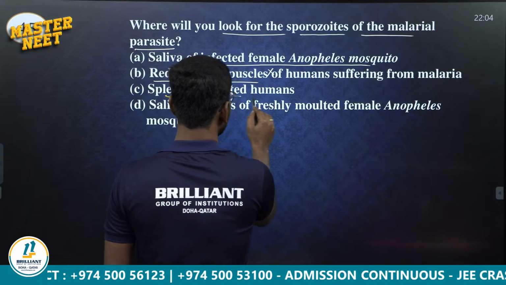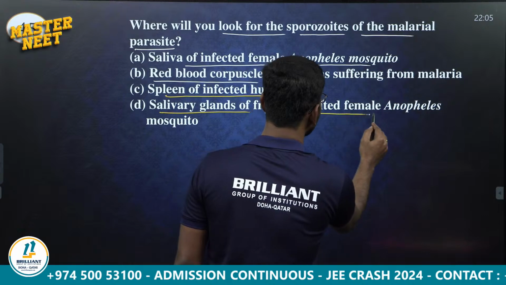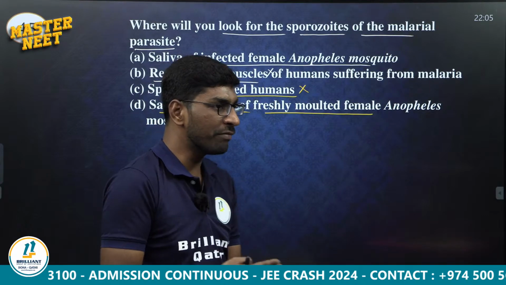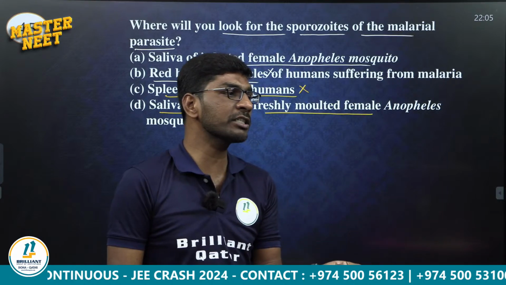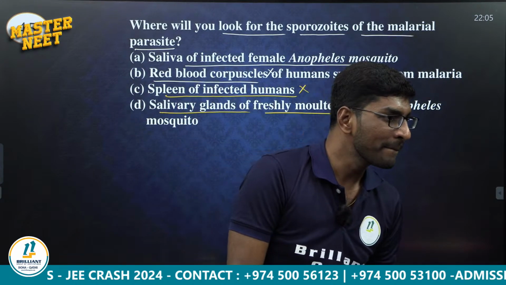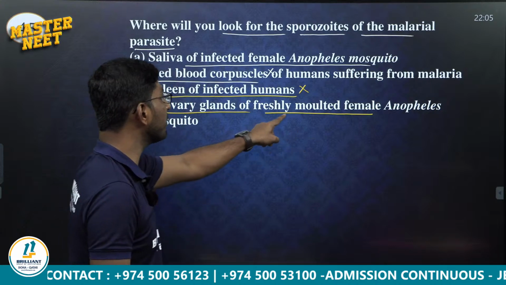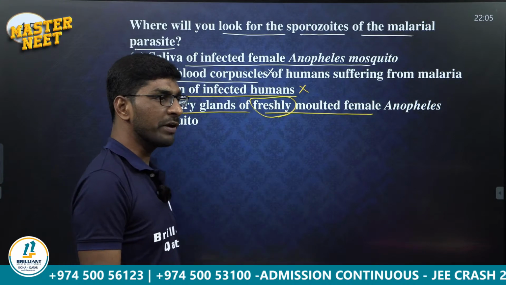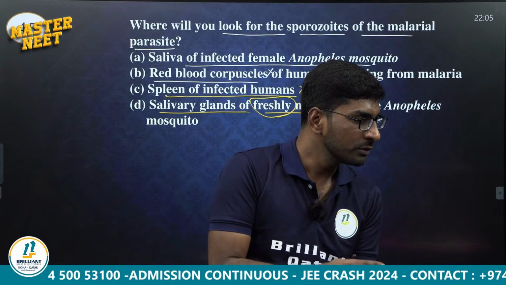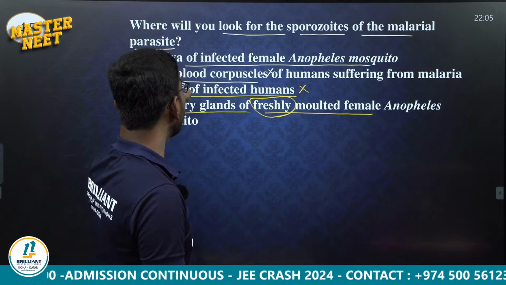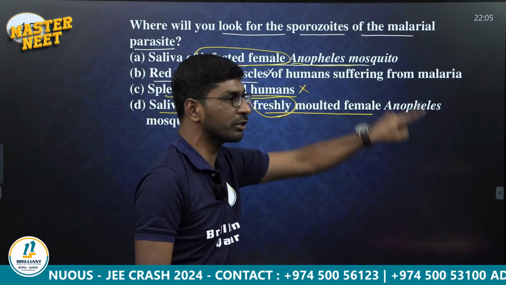Next, spleen of infected human. Leave it. Salivary glands of freshly moulted female Anopheles mosquito. Where is it present, beta? Infected mosquito or freshly moulted? They have given freshly moulted here. Where is the sporozoite present? Come on, any one of you? Any one of you tell me. Here, saliva of infected female Anopheles mosquito.